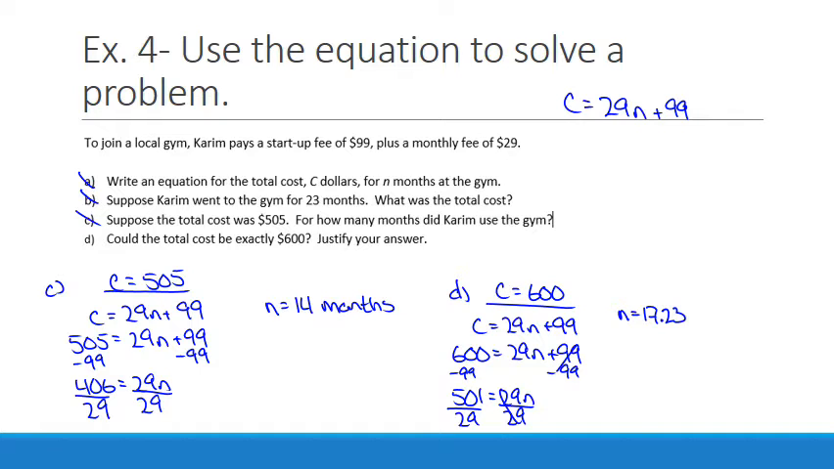So let's think about that for a second. Now, if you're just solving an equation, that would be fine, 17.23. But in the real world, in a gym, you have to pay for the month. So as soon as it's 17.23, actually you're just going to pay for 18 months. And then if it's 18, let's just check this. 18 times my $29, so that's what it is per month. That equals $522.